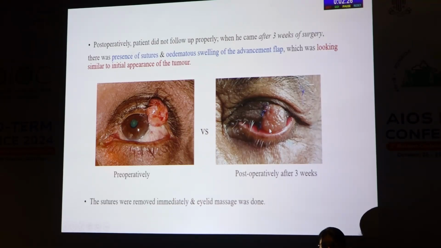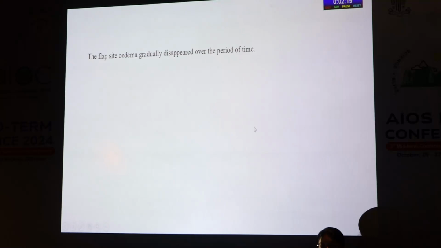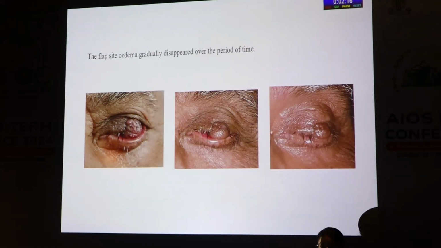Then I immediately removed the sutures and an iodine massage was done. The flap edema gradually disappeared over a period of time. This is the day 20, this is day 27, and this is day 34 picture. This flap edema happened due to the presence of sutures for more than 3 weeks, which causes venous stasis and disruption of the venous drainage and lymphatics.